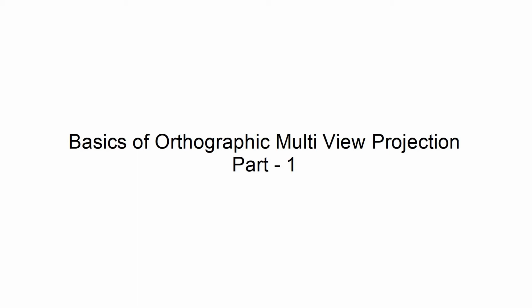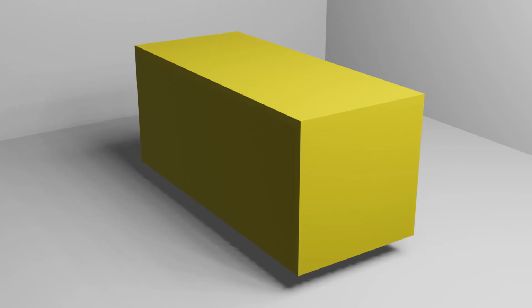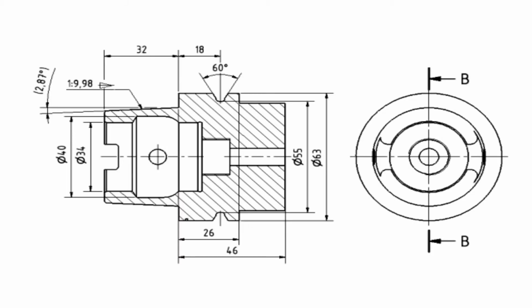Every object has dimension and shape. A line has length and orientation. A solid object has length, width, thickness and shape. In engineering drawing, we want to represent these size, shape and orientation of objects, which are three-dimensional, to a two-dimensional plane such as a drawing sheet as images. These two-dimensional images of an object are called a projection.